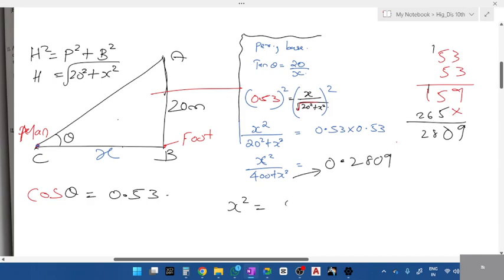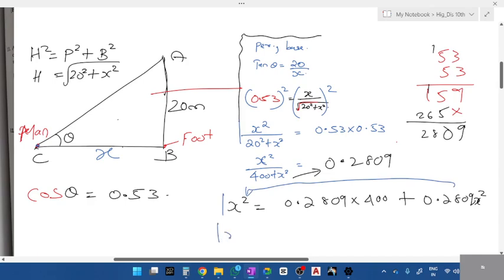So what do we get here? x square is equal to 0.2809 into 400 plus 0.2809 x square. After this, what are we supposed to do? What are the like terms here? So 1x square minus 0.2809 x square is equal to 0.2809 into 400.